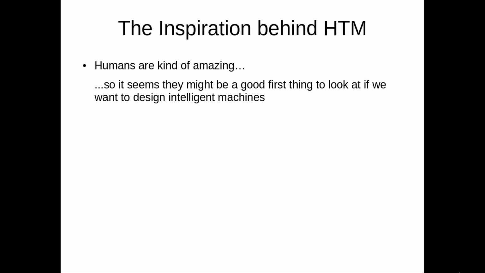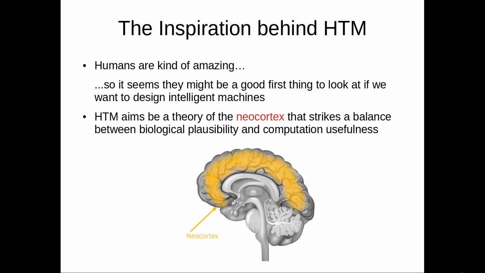HTM aims to be a theory of the neocortex. That's the big, wrinkly part of your brain that makes up about 80% by volume. This is a really important part, and something some people think is what makes us humans intelligent like we are. It processes your senses, it creates your speech, your high-level thoughts and planning, stores your memories. It's kind of a big deal.